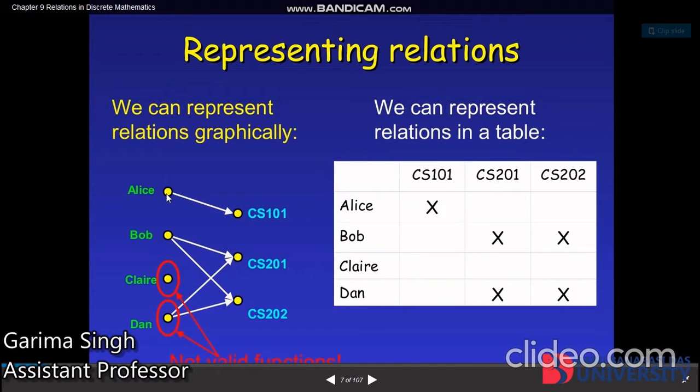This graph shows that if a student is linked to a particular course, then there exists a link. This table represents that if this and this have a relation, then you have to mark a cross. If this and this do not have a relation, then you can leave it. For example, Alice has a relation with CSE10, so we have marked a cross. But Bob is not connected to CSE10. That's why I have left it.